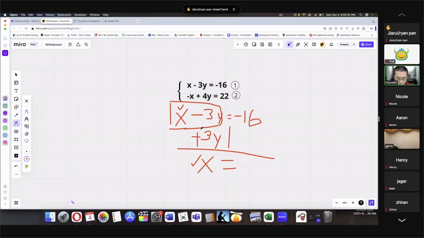So if we add positive 3y on the left side, what do we do on the right side, Garrus? You do the same thing. Exactly, you do the same thing. You add 3y on the right side. So over here we have add 3y. So we have x on the left side. What's on the right side, Garrus?